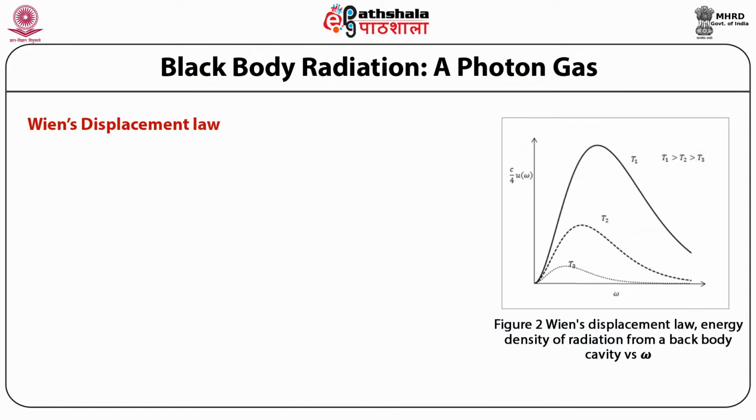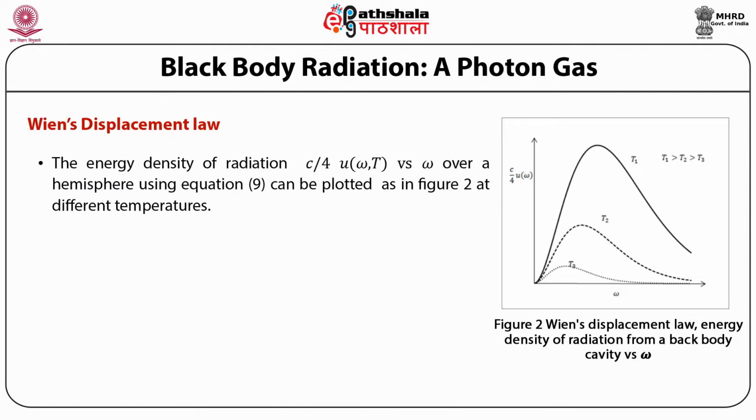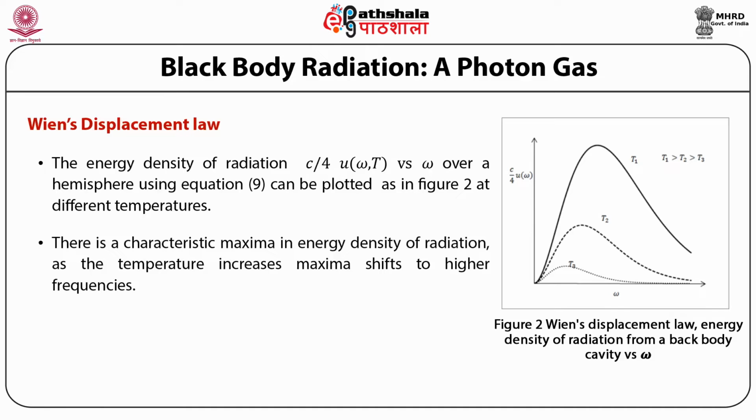Wien's displacement law. The energy density of radiation C upon 4 U as a function of omega and t versus omega over a hemisphere, using equation 9, can be plotted as in figure 2. At different temperatures, we note that there is a characteristic maximum in energy density of radiation as the temperature increases. Maxima shifts to higher frequencies, and this is the famous Wien's displacement law.